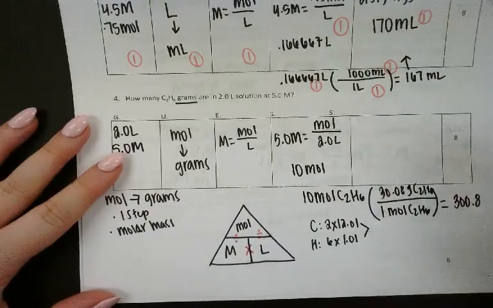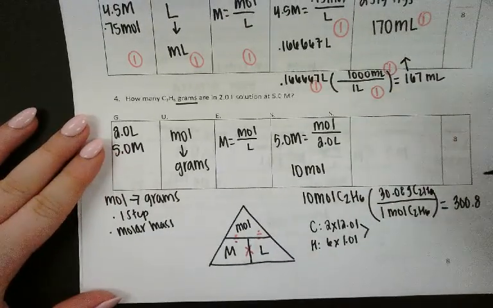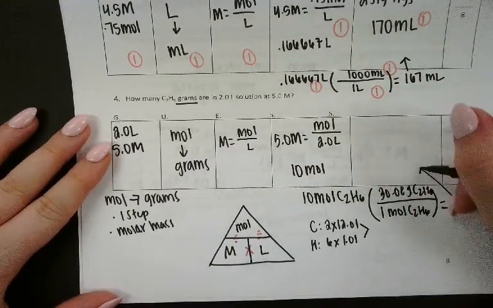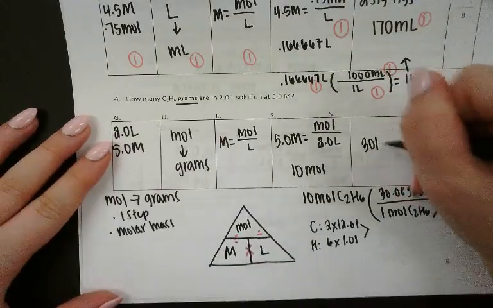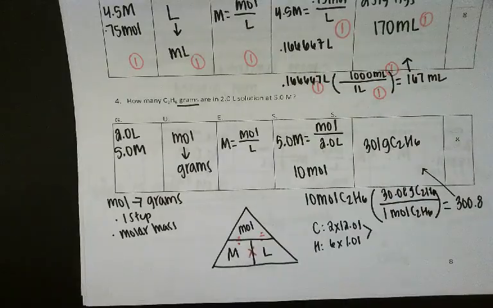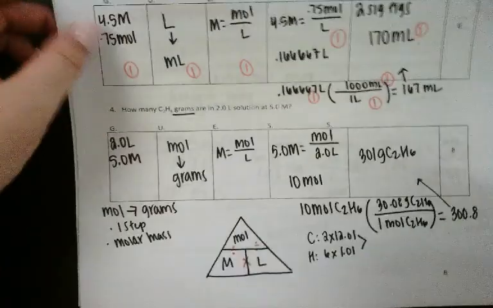Okay? I need 2 sig figs. And this one's kind of hard. It's kind of weird, so I'm not too worried about the sig figs here. We would round this up to 301 grams of C2H6. Okay? Molarity.